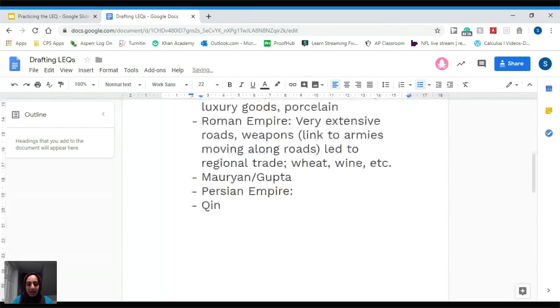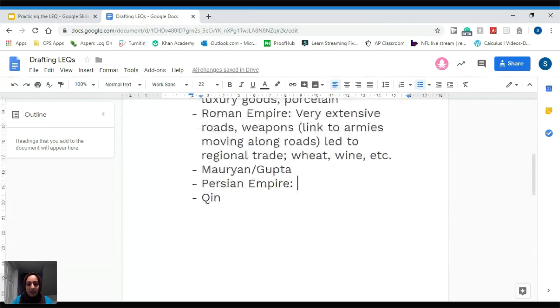Okay, so the Persian empires. Does anyone know the name of the Persian roads? There's a very special name for it. Okay, the Persian roads were called the Royal Roads, and they were created by Darius the First, I believe. And basically, yes, the armies were moved, goods were traded.